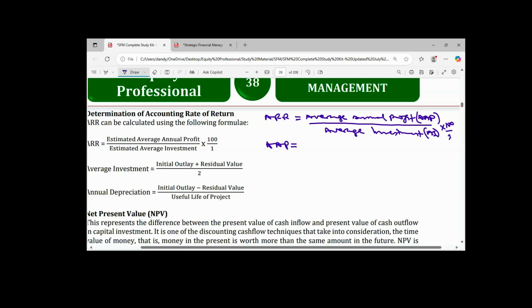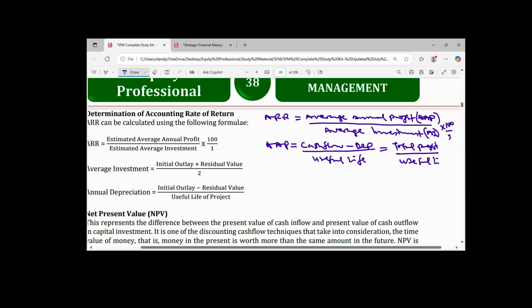How do you do that? Just pick the cash flow for each year, the cash flow of each year minus annual depreciation. So that will give you the profit for each year. Then you add everything together, you divide it by the useful life of the project. So this will give you average annual profit. So the difference between cash flow and depreciation will be the profits. So when you add everything together, you get total profit divided by the useful life.